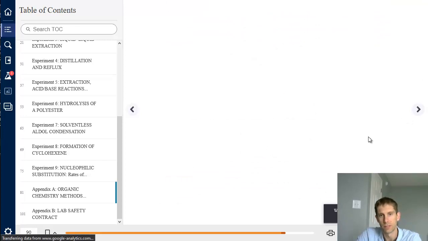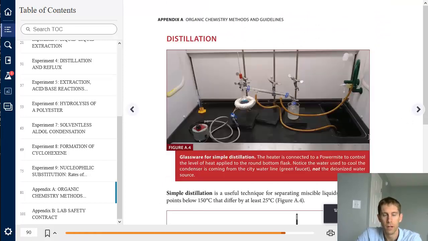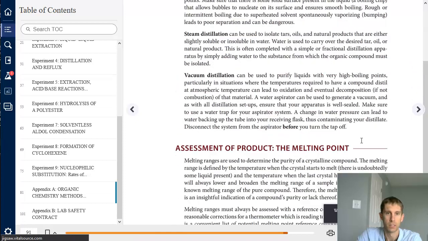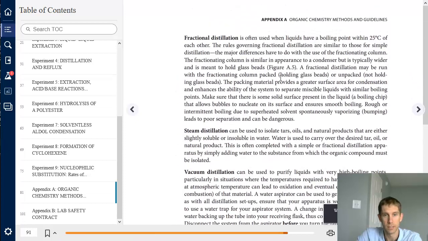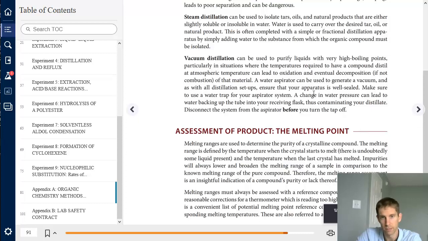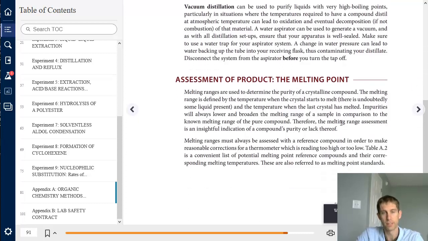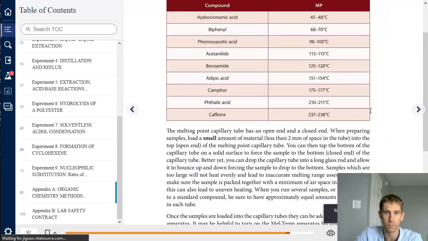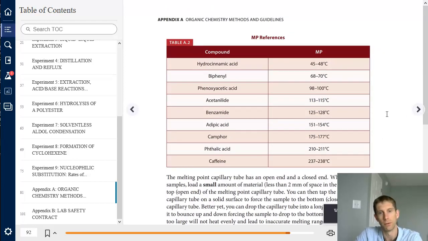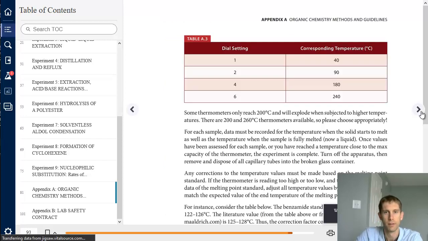The rotavap is a quick discussion. I think it had an image there. The distillation setup will be very helpful for experiment 4 once we get to that point in the class. It talks about the difference between fractional distillation and simple distillation, as well as steam or vacuum distillation. The melting point assessment is as early as experiment 1, so this would be a good little segment to read for the melting point. The melting point reference table, you'll be referencing this for several experiments. This gives the dial setting for the melt temp apparatus and then what temperature that would likely jump the temperature to if you had it on that setting.